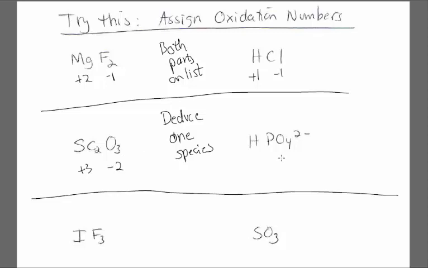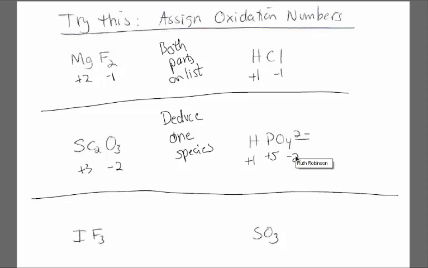Let's do another example. Here's our first example where it's not neutral overall. You have a -2 charge, so it has to total -2. Okay, what do we know here? We know hydrogen is going to be +1. We know that oxygen is going to be -2. We don't have phosphorus on the list, but we can deduce it because we know the others and we know the charge. Okay, so we have 4 oxygens at -2, so that's -8. We add 1 for the hydrogen, which is -7. We want -2 overall, so we need a +5 for the phosphorus in order to add to -2.